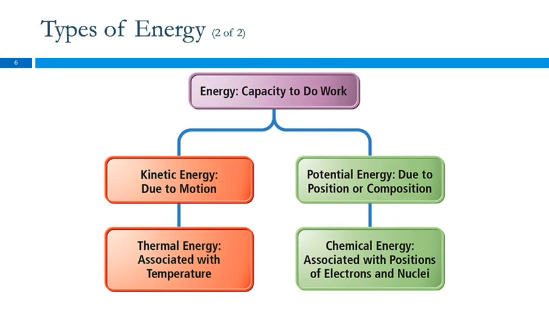So here we have sort of a flowchart diagram of these different kinds of energy. So energy, the capacity to do work, kinetic or potential, and then the ones that we are most interested in chemistry are thermal energy and chemical energy.